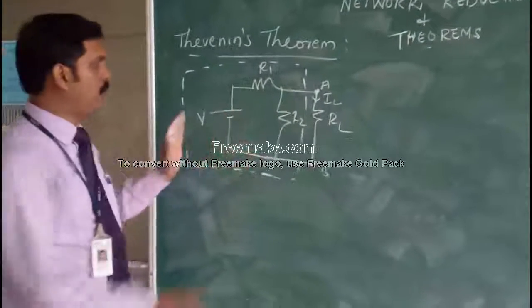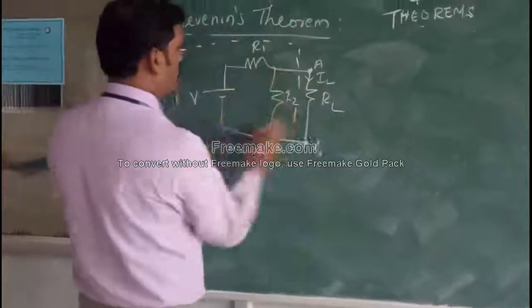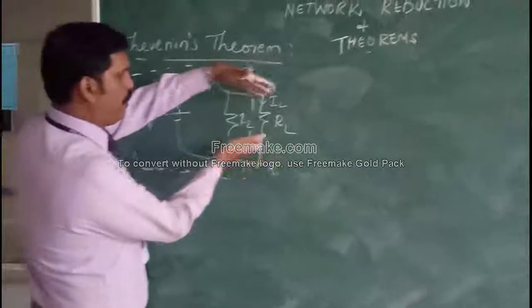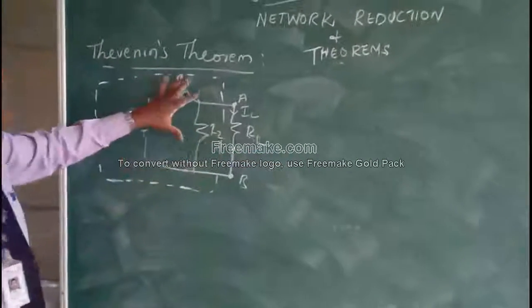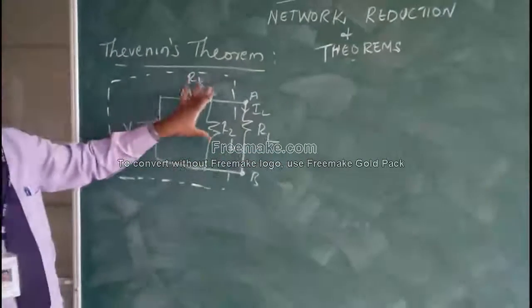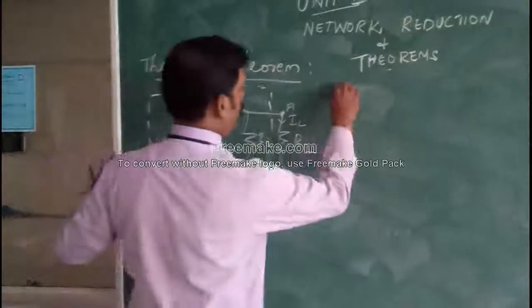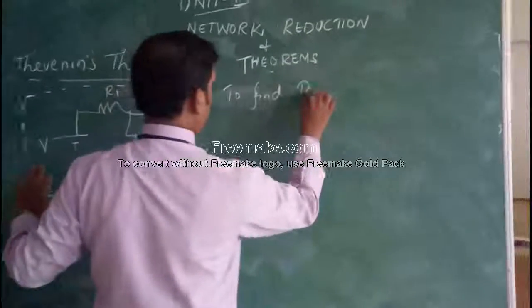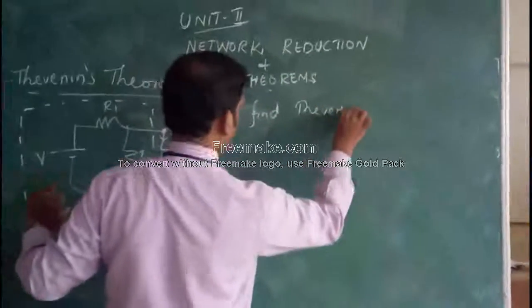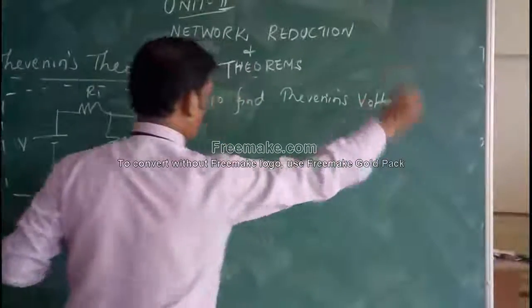Now this is your complex circuit. You can see this V and these branches form a complex circuit, and this is your load point, the output port. I have to model this into Thevenin's voltage and Thevenin's resistance, which I have to find. So now let us see how to find Thevenin's voltage, also called open circuit voltage.